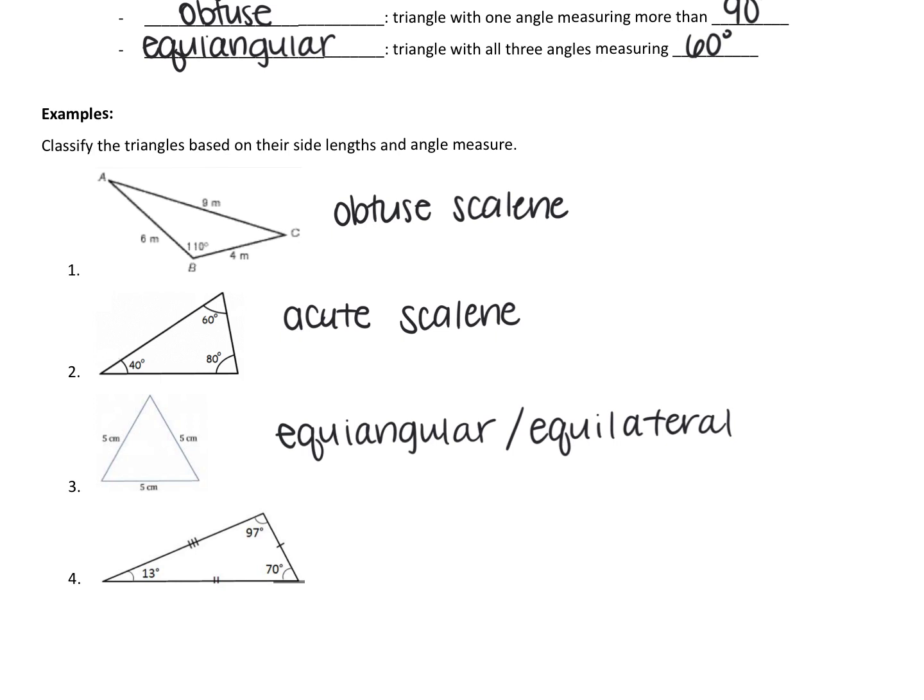Okay, and then for our last one, we have angles of 97, 70, and 13 degrees. And the little tick marks indicate that all of our sides are different lengths. If any of the tick marks had been the same, we would have had sides the same length. So we do have an angle greater than 90 degrees, so it is obtuse. And then it is also scalene, because none of the sides are the same length.